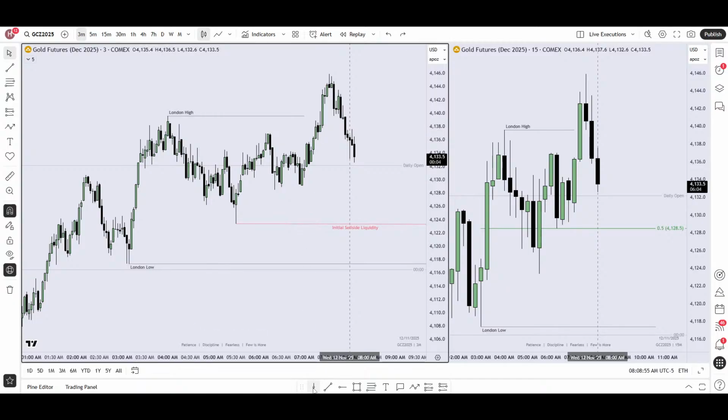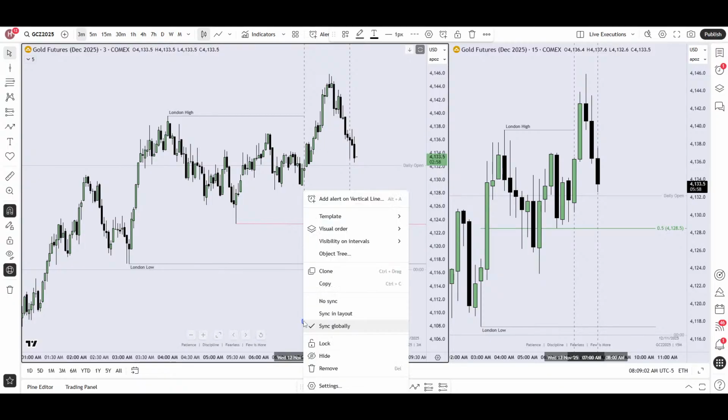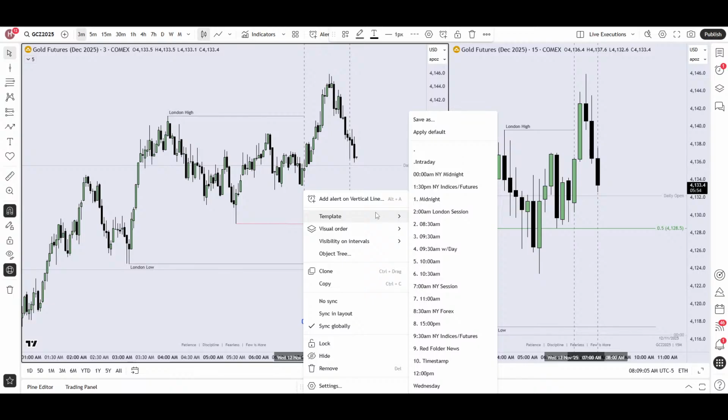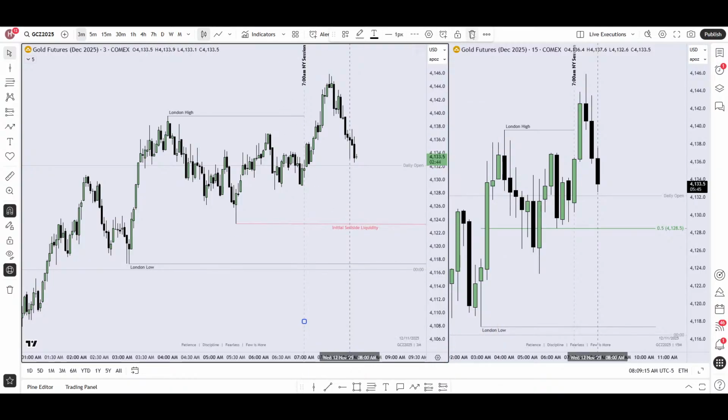I think the sweep happened just at London, so it's still a valid sweep. This is 7 a.m. New York, which opens for forex pairs and also for metals, and we're getting this wave. But I always want it to be just after 8 a.m. Take that off.